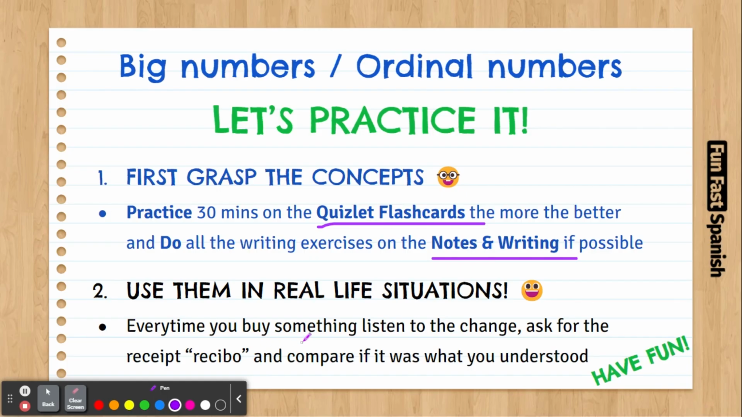Every time you buy something, every time you go to a store, listen to what the person says and the change. So it's going to say 3,500 or 26,200 or 652, whatever the person says. Pay attention to what they say. Ask for the receipt, it's called recibo, and compare what the receipt says against what you heard. So, oh, I heard this. Is that actually the number that is written down here? Do this thousands of times.